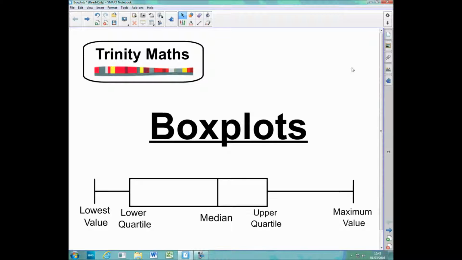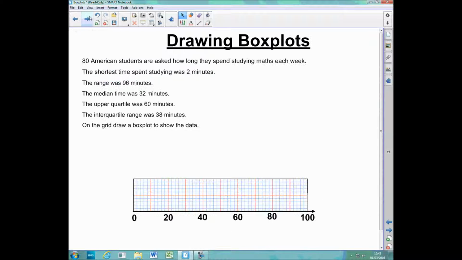Firstly, I've got a box plot drawn down the bottom here. So hopefully you'll notice that there are 5 vertical lines where the 3 in the middle are joined up by a box, and the 2 outside ones are joined up with these lines, which we call whiskers. So sometimes box plots are known as box and whisker diagrams. Okay, so let's have a look at some questions.